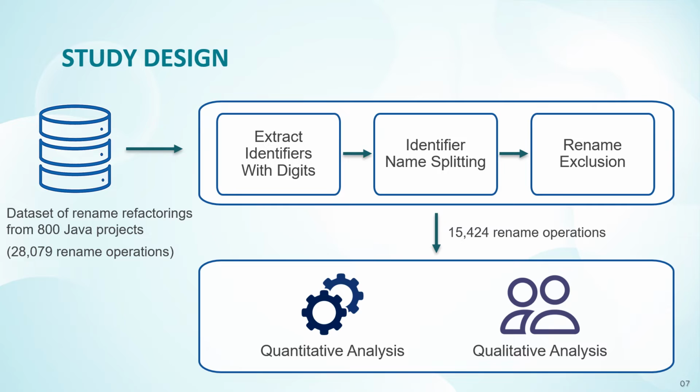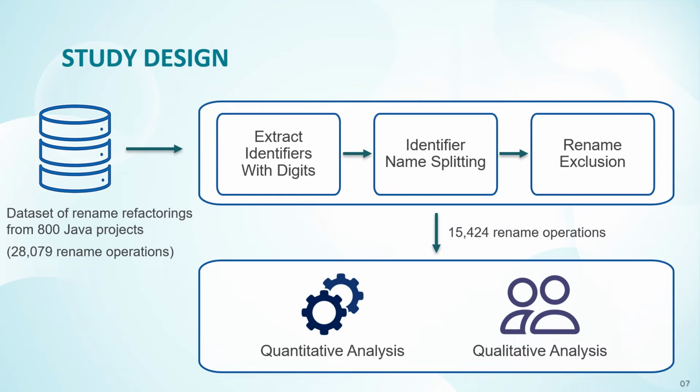Next, a manual examination of the names in our dataset showed the excessive presence of automatically generated code, the majority of which were related to ANTLR. We then analyzed the patterns in how these names were generated and utilized heuristics to exclude the majority of these names. In the end, we were left with around 15,000 rename operations for us to analyze and answer our research questions.